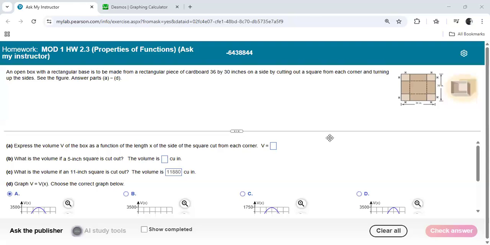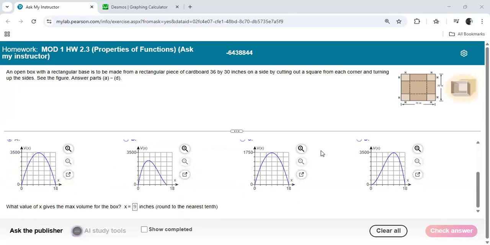Once we have that formula, it asks us to plug in a couple of different numbers and then pick a graph. Is that all of it? And then, yeah.